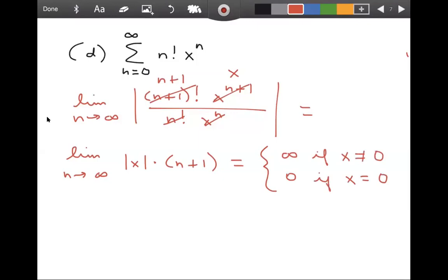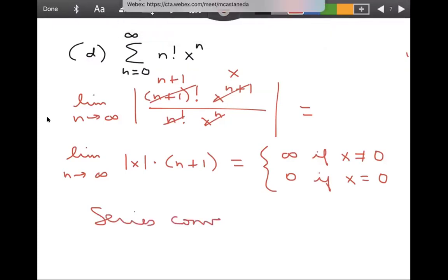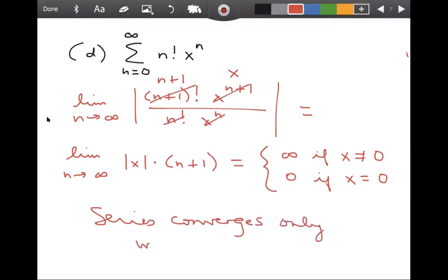All right, so this limit, I was about to say it doesn't depend on x, but it does, but only in the sense that if x is 0, then the limit is 0, but if x is not 0, then the limit is infinite. So the only way that this series converges is if x equals 0, which is not a very interesting scenario, but that's also a thing that happens. So the series converges only when x equals 0.